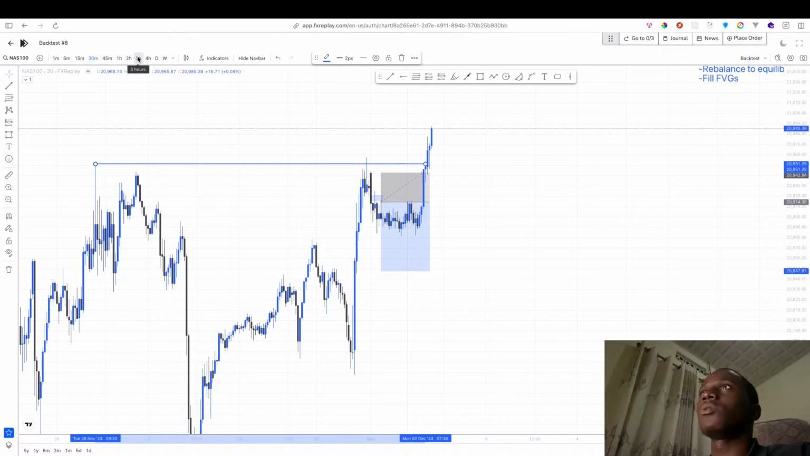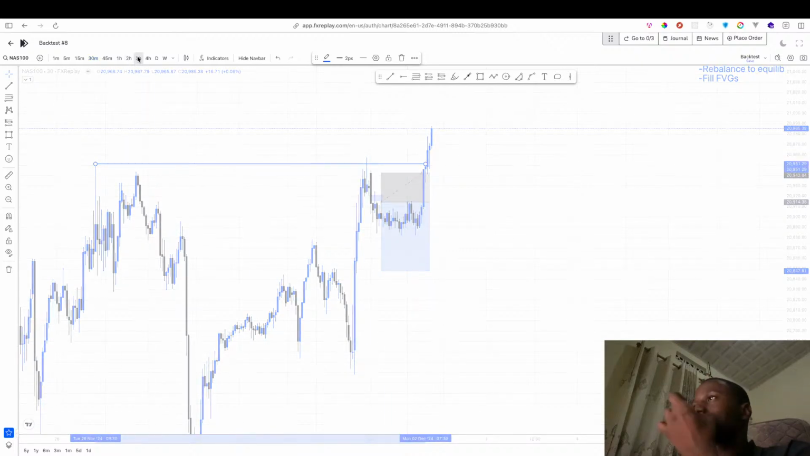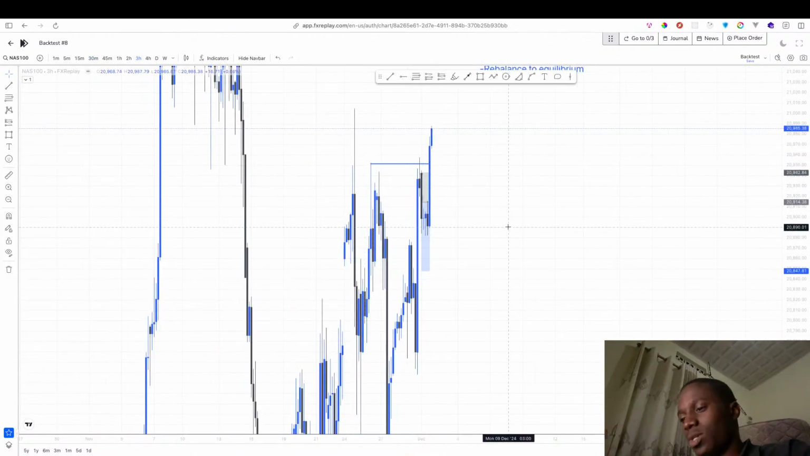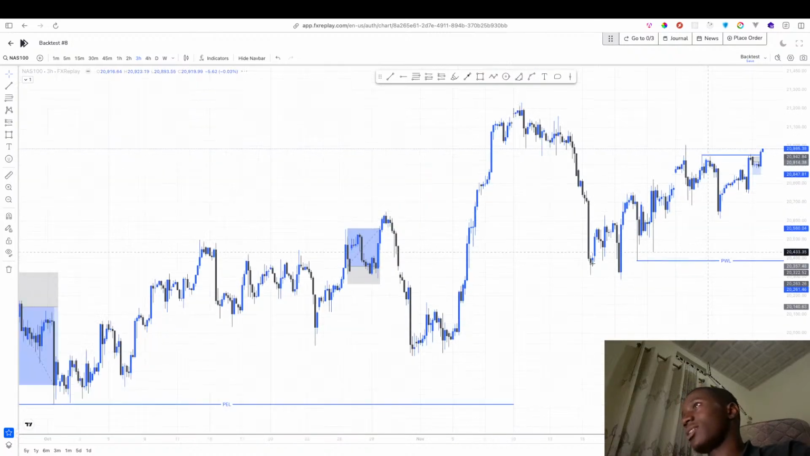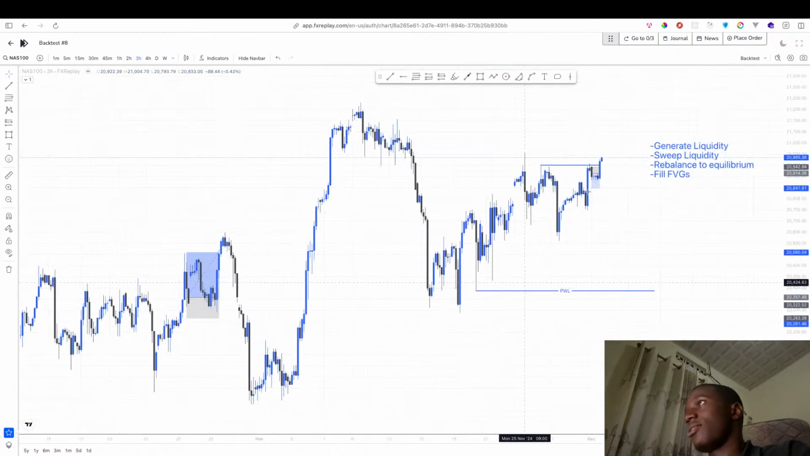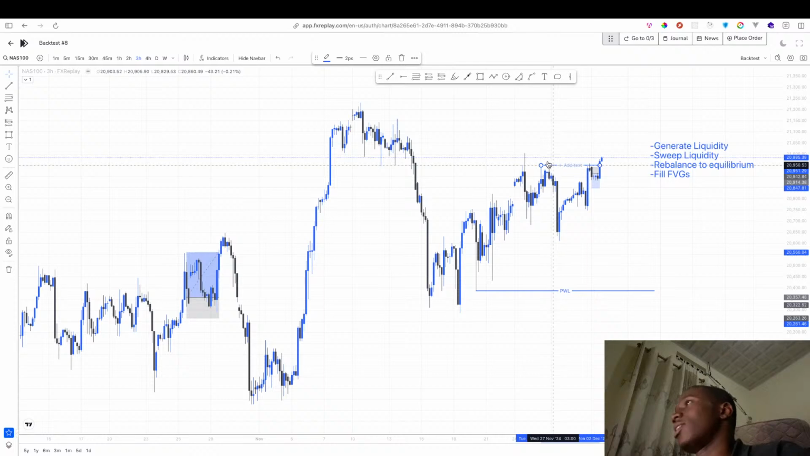Let's go to the 3 hour. So what do we see? We see that the market is heading for the highs. We actually have a buy side again right here. This is actually stronger than the one I had shown earlier.